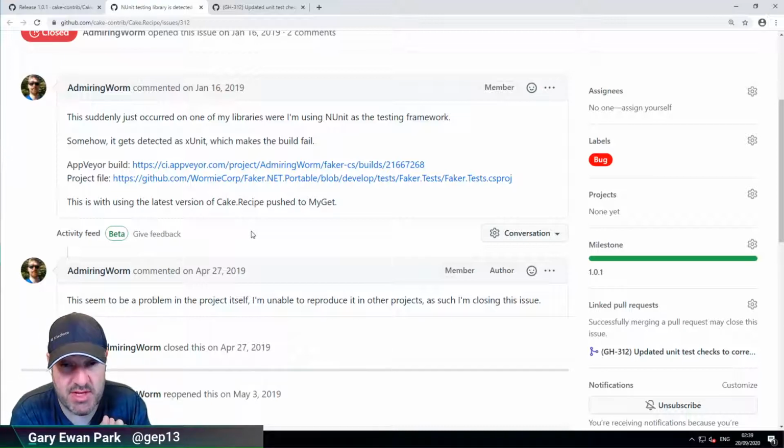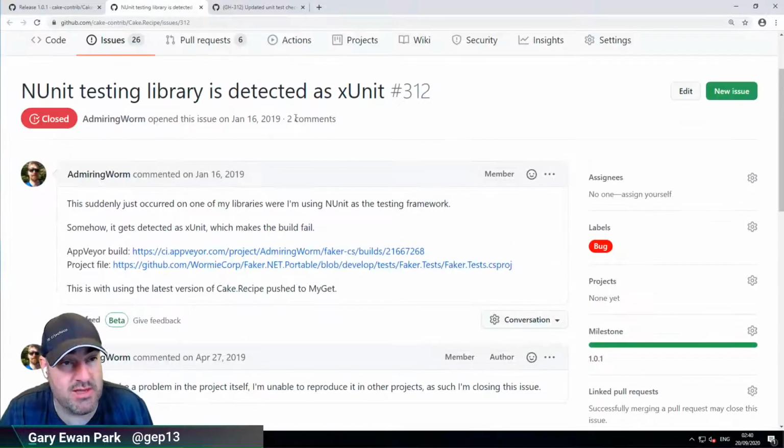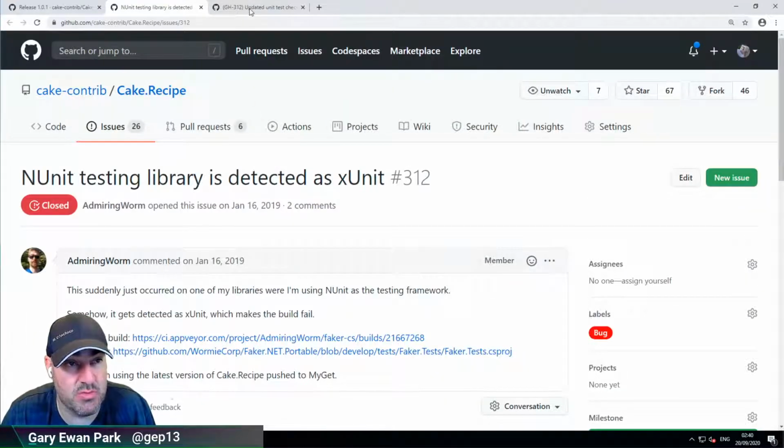So within Cake.Recipe, we try to establish what testing library is being used within a specific test project so that we know whether we need to run XUnit or whether we need to run NUnit or whether we need to run Fixie or whether we need to run something else. Now, if the underlying test library is being misidentified, then obviously if you try and run XUnit tests through NUnit, that's not going to work.